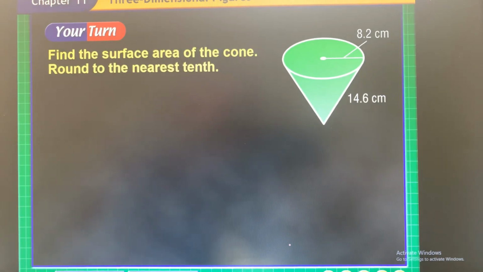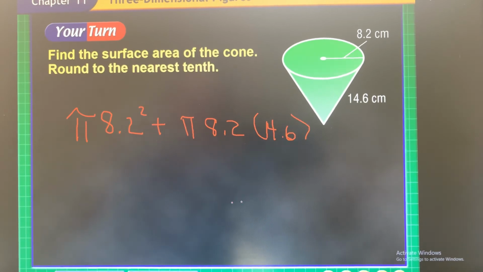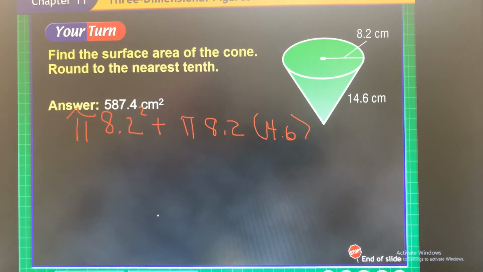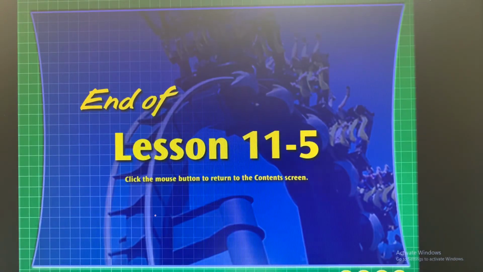And then you do it again. So you're going to go pi r squared plus pi r l. That's it. It's just a formula. There you go. That's the end of the lesson. It's pretty easy. It's not hard.